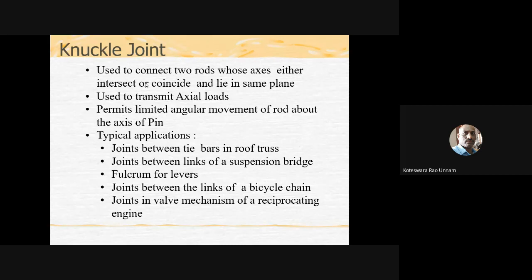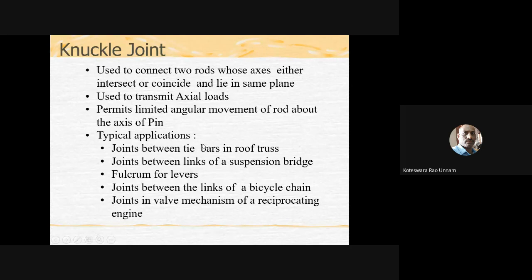It is used to connect two rods whose axes either intersect or coincide and lie in the same plane. But those two axes should lie on the same plane. Again, this knuckle joint is used to transmit only axial loads. As already told, it permits limited angular movement of the rod about the axis of the pin. So a limited angular misalignment can be allowed in the knuckle joint.